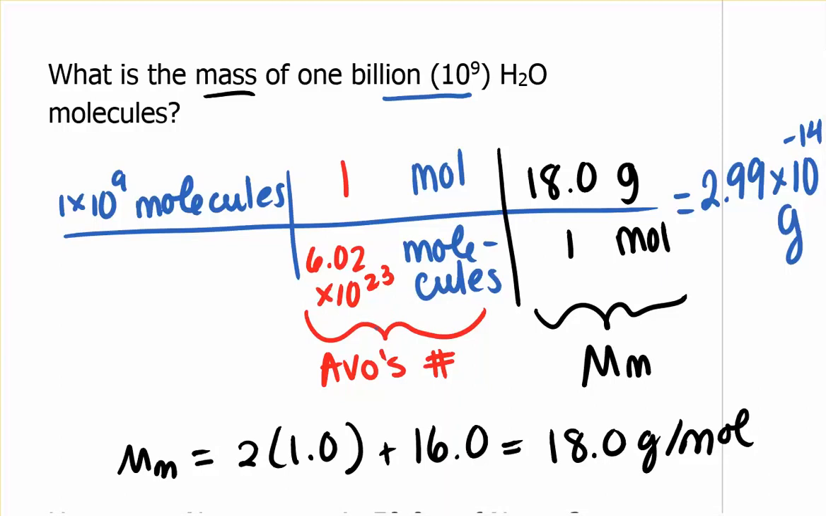Okay, so is this a reasonable number? Well, we're talking about the mass of 1 billion molecules, and 1 billion is a really big number, but remember, molecules are tiny, tiny, tiny, and even 1 billion of them should have a really small mass, and this is a very, very small mass. So yes, actually this number makes a lot of sense.